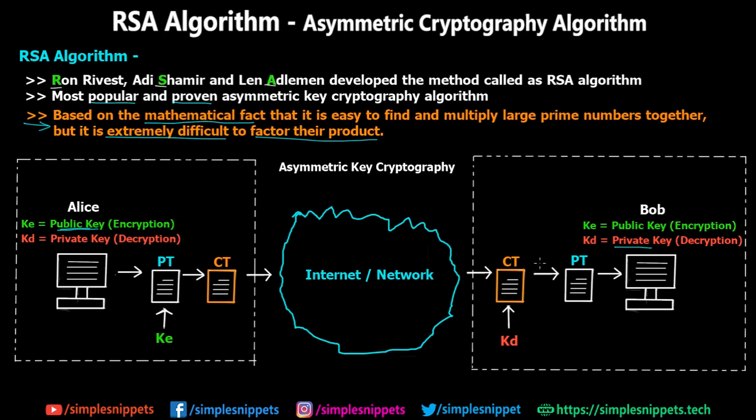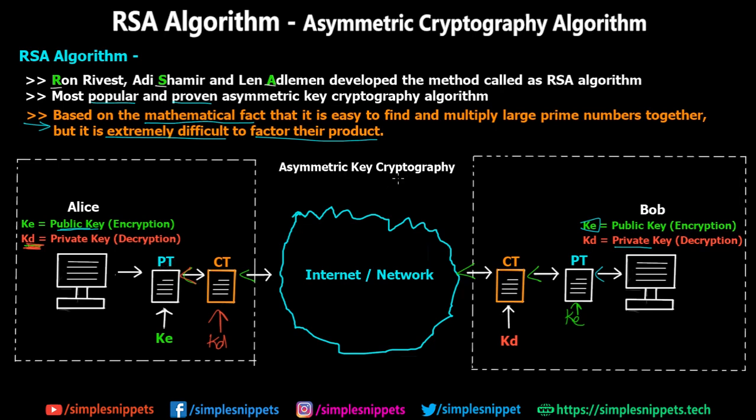Similarly, the other way around, if Bob had to send a message to Alice, he would take the plaintext, apply the public key KE to it, get the ciphertext and send it over the internet to Alice. Alice would read this ciphertext and use her own private key KD on it to get the plaintext back. So this is how communication happens in asymmetric key cryptography.